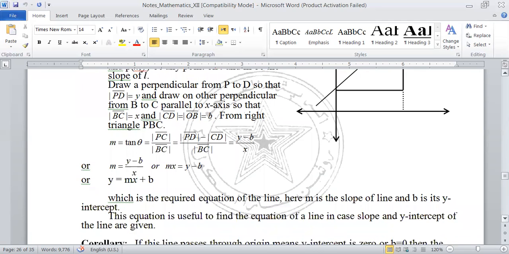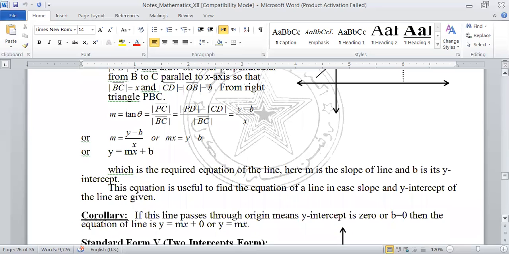As we know that dear cadets, कि tan थीटा बराबर होता है परपेंडिकुलर अपॉन बेस के. तो इस डायग्राम में परपेंडिकुलर है PC और बेस है BC, तो PC बराबर है PD माइनस CD और BC बराबर है x. और इस डायग्राम के मुताबिक PD बराबर है y के और CD बराबर है b के और BC बराबर है x के. सो वी कैन राइट m इज इक्वल टू (y माइनस b) अपॉन x. क्रॉस मल्टीप्लाई कर लें, mx इज इक्वल टू y माइनस b.